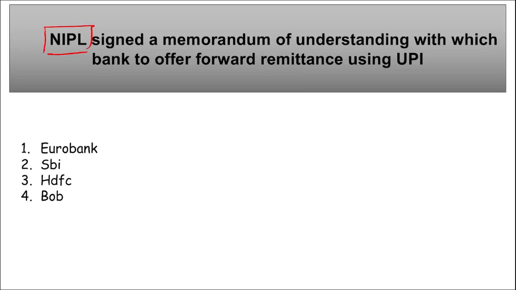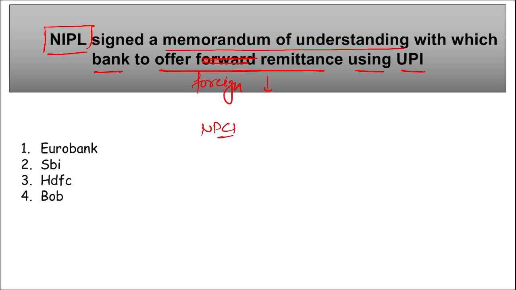Next, NIPL. NIPL signed a memorandum of understanding with which bank to offer inward remittance using UPI, right? So, which is that bank? NIPL, in order to increase the foreign inward remittance. Inward remittance is when some individual who is working outside India sends money to India, that is known as inward remittance. And when an individual sends money from India to abroad, that is known as outward remittance. Correct?